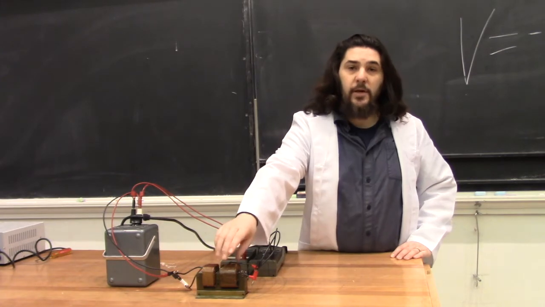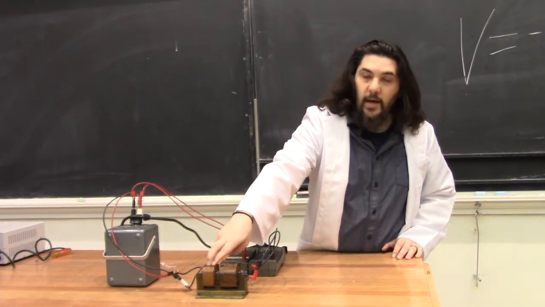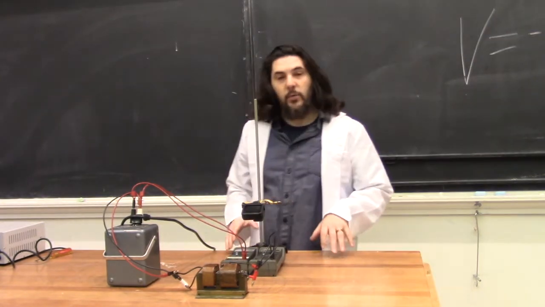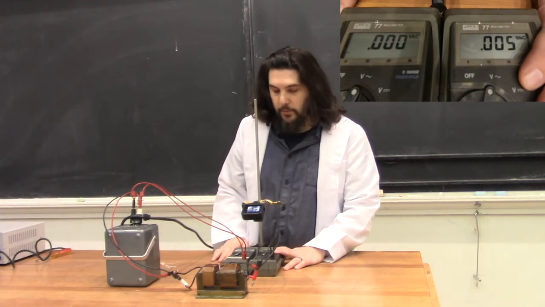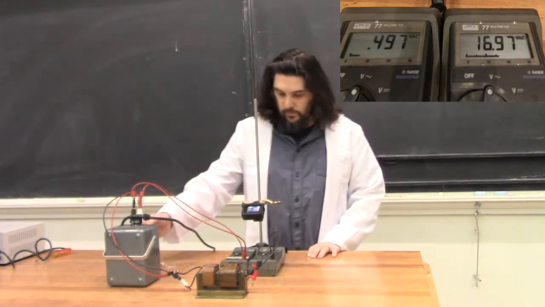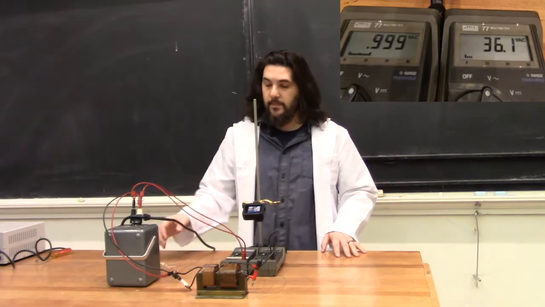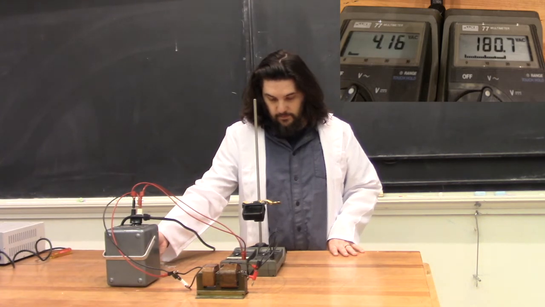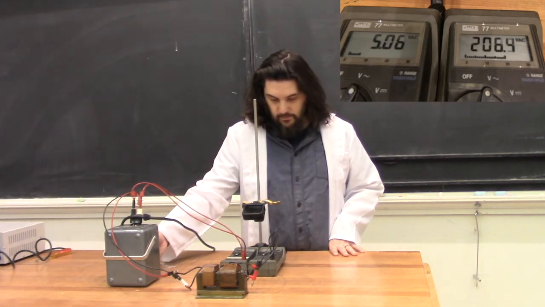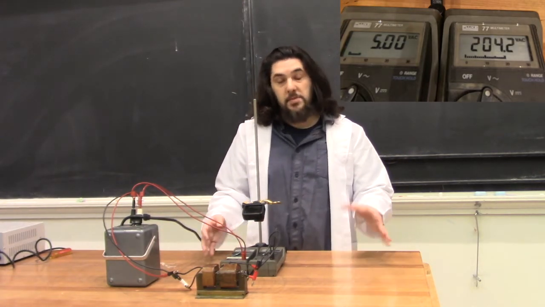This coil has about 40 times as many windings as this coil. So if we send a voltage in here, we should get about 40 times the voltage out. And we'll check that with our voltmeters here. This voltmeter will check our input voltage, and this meter will check our output voltage. At 5 volts input, we have about 204 volts output, which is about 40 times.